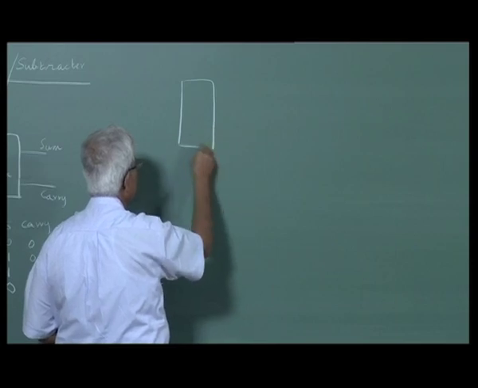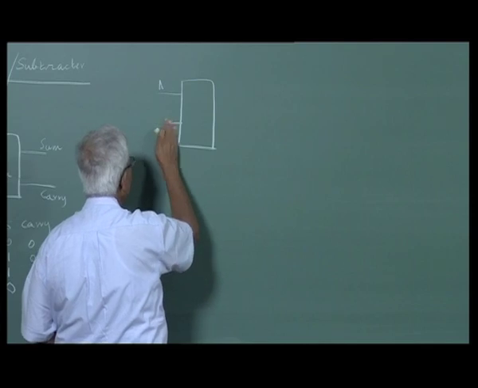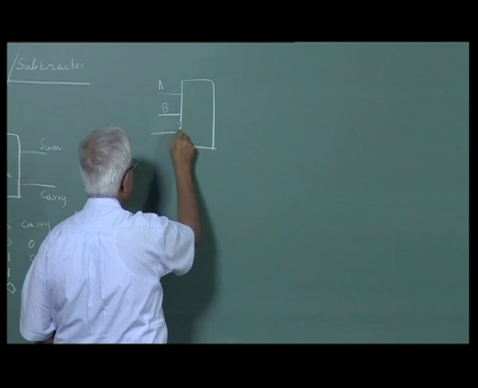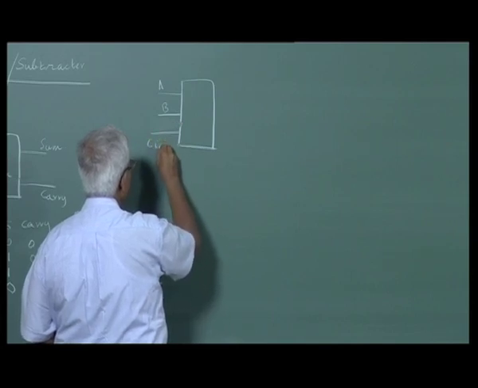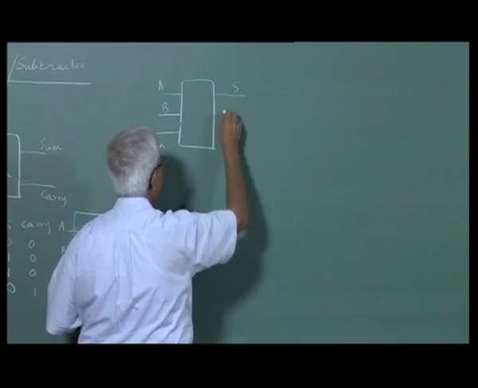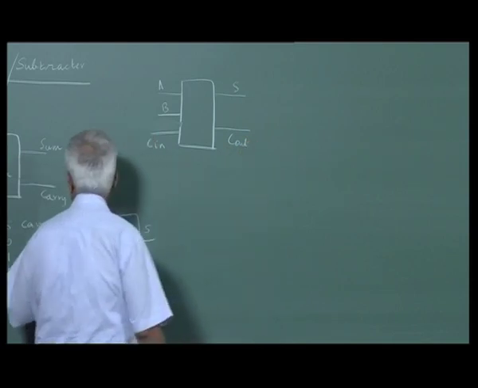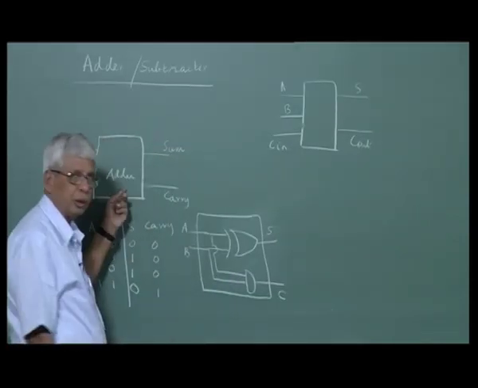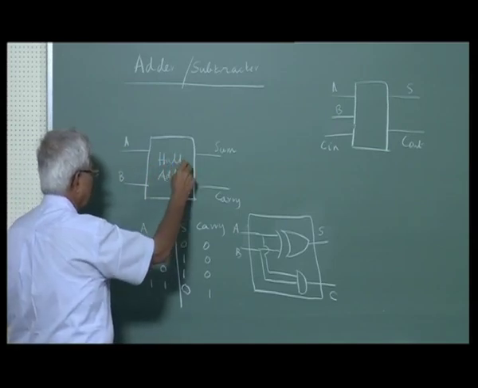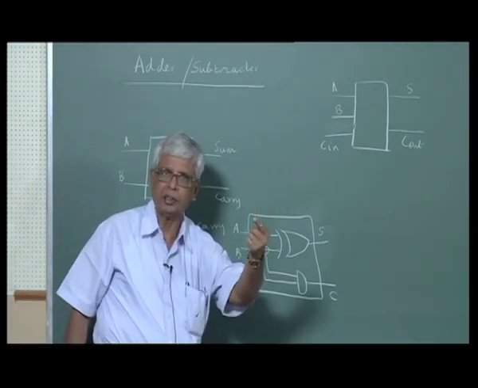So this is my A, B and C in. I have outputs sum and carry out. This adder which does not take into account input carry is called a half adder. This adder which takes into account the input carry is called a full adder.